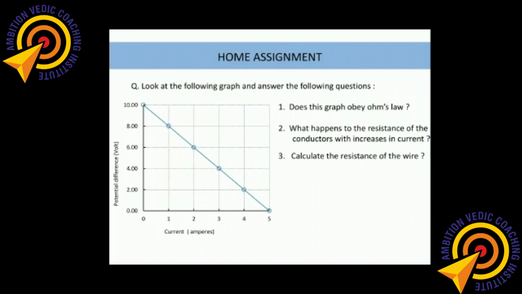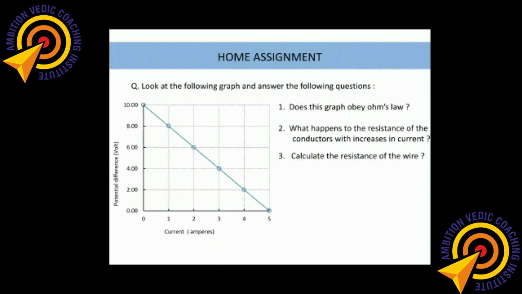This graph is a straight line, but as you can see, if you take any point and draw a straight line, you will see that as the voltage is decreasing, the current is increasing, right? Which is not true with Ohm's law. So this line does not obey Ohm's law.